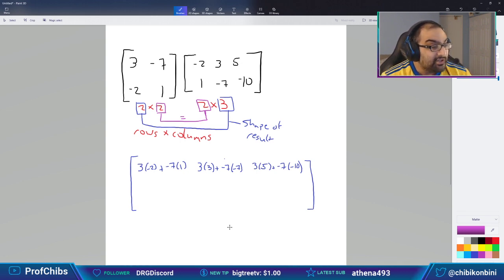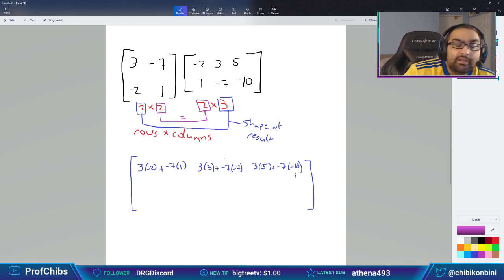I want you to take a look at how I wrote this out. Do you notice the numbers I put in parentheses? You probably are looking at this and thinking, it's kind of weird you would put -2 in parentheses, and a 1 and a 3 and a -7 and a 5 and a -10. You're probably asking, why did you put those in parentheses?